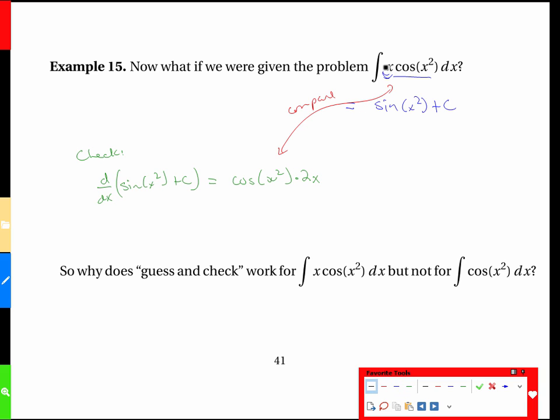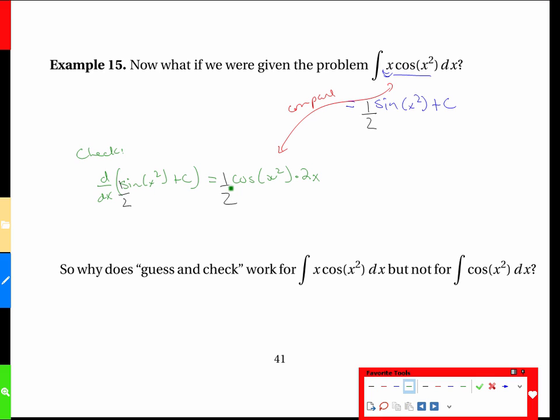I have a factor of 2 here that is not in the original, and as we saw in an earlier example, fixing that is not a problem at all. And if we work that all the way through, we get the halves canceling with the 2, and we get exactly x cos of x squared. So in fact, what we've shown is that if we differentiate 1/2 sine of x squared plus a constant, we get x cos of x squared, which means if we integrate x cos of x squared with respect to x, we're going to get the 1/2 sine of x squared plus c.